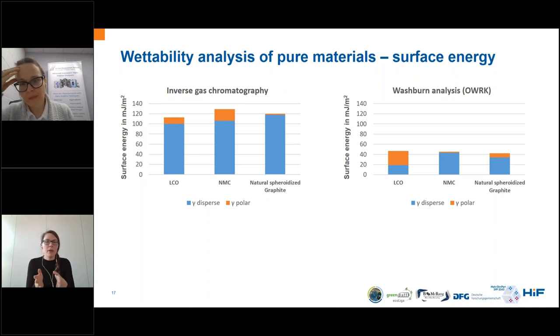So here we have the values for the surface energy from the Washburn analysis. And I find it very interesting that the values are so different. Here we could say, yes, this could be possible because the measurement temperatures are very different. For the IGC, these measurements were done at 100 degrees, whereas the Washburn method is done at 20 degrees. So we have a huge temperature difference, which really influences also the surface energy. But this, Annette will show you in more detail later on.